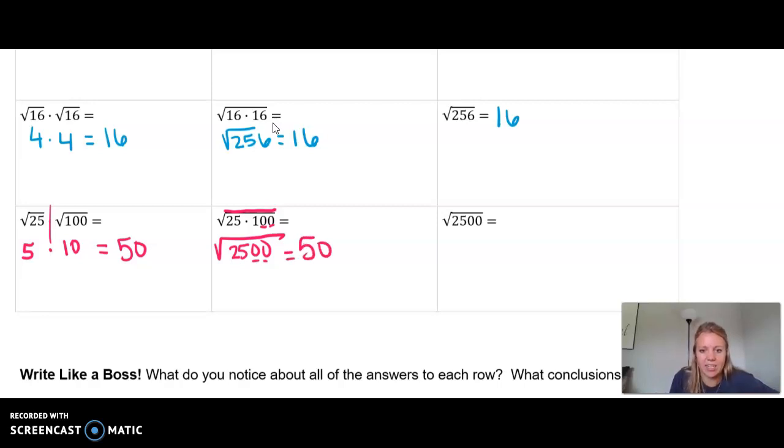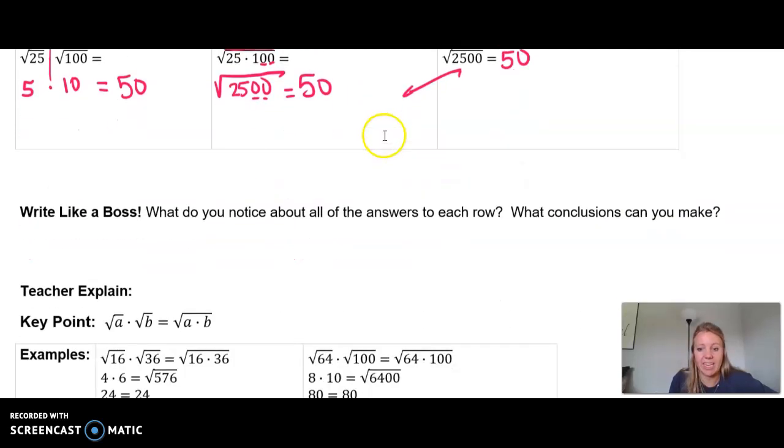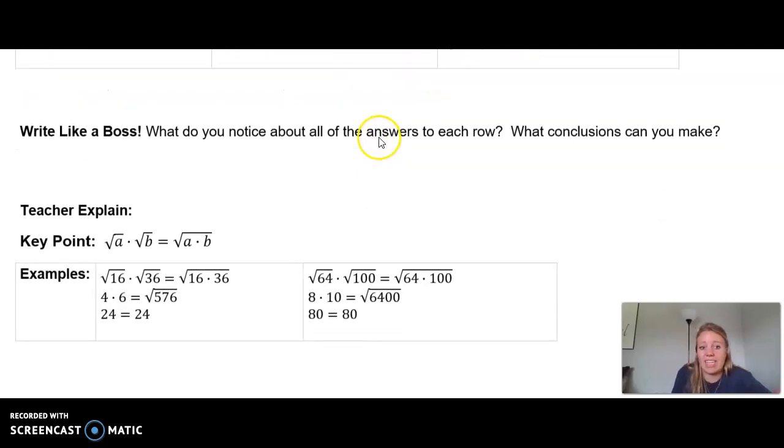All right? So then look, that's the same question. So the square root of 2,500 is 50. So what do you notice about the answers in each row, and what do you think you can conclude? Go ahead and pause and think about it for like 10 seconds. Hopefully you notice that the answers were the same.